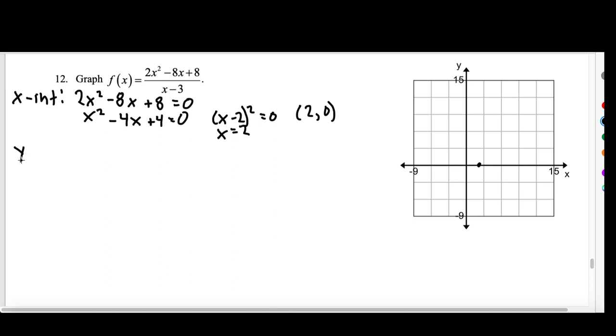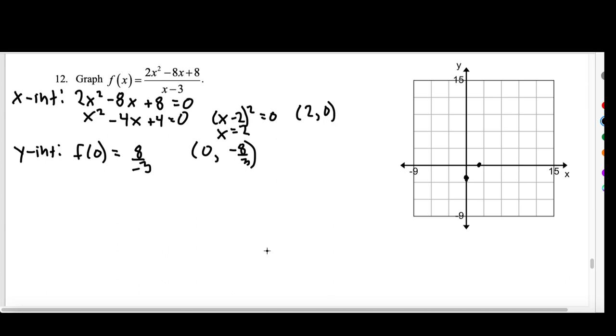Y-intercept, of course, we just evaluate f of 0, which is going to equal 8 over negative 3, or negative 8/3. So the y-intercept is the point 0, negative 8/3. Which is going to be right about almost negative 3, but not quite. So about there.